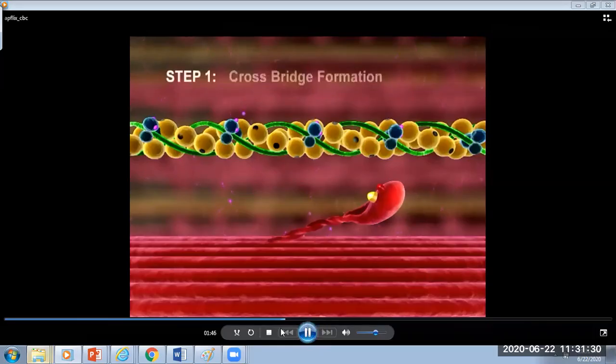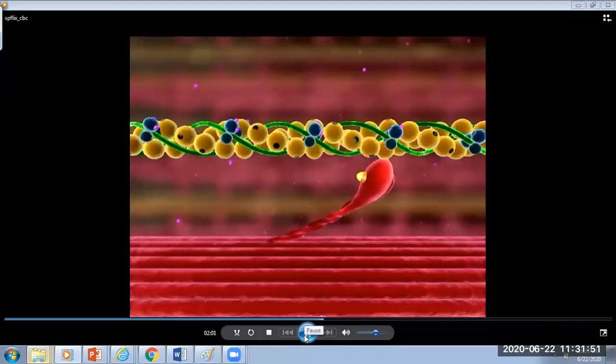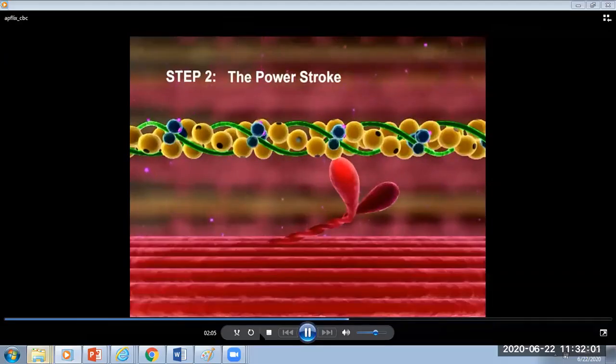Step 1. Cross-bridge formation. The activated myosin head binds to actin, forming a cross-bridge. Inorganic phosphate is released, and the bond between myosin and actin becomes stronger. Now you could see how the myosin and actin are crossed with one another, forming a bridge. Step 2. The power stroke. ADP is released, and the activated myosin head pivots, sliding the thin myofilament toward the center of the sarcomere.